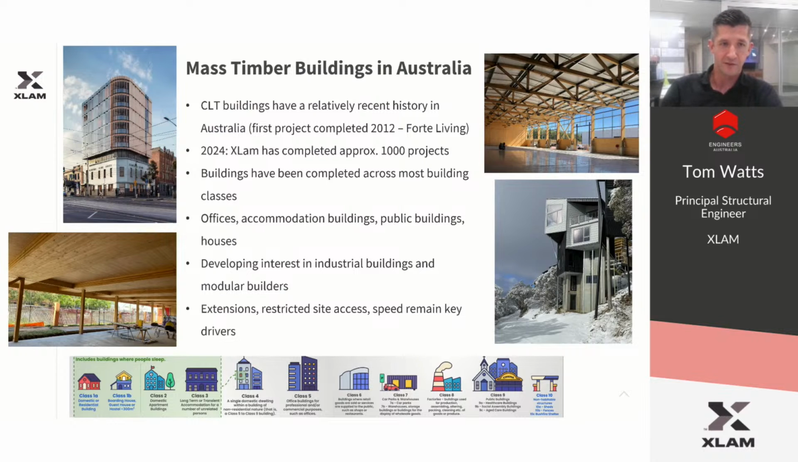The top left is a little hotel down in Melbourne, a good example of a small footprint, very tightly constrained site that was executed in CLT on top of a heritage building. The bottom left is Maryborough Fire Station. The top right is a commercial building with some nice glulam trusses, and the bottom right is probably more snow than you see on most projects in Australia, but that's a nice mass timber ski chalet. So we see these new developing markets, but things like vertical extensions, restricted site access, and speed of construction remain key drivers for our customers.